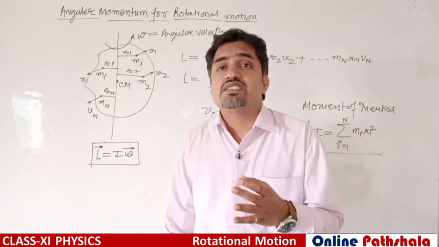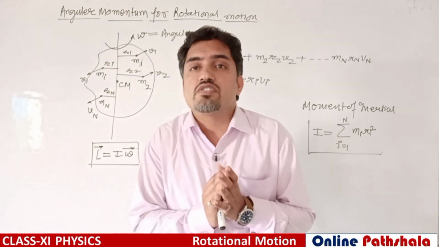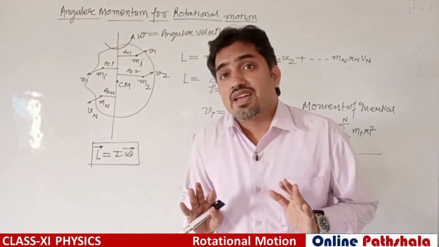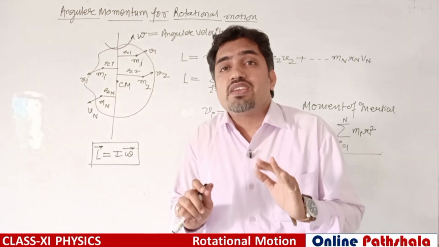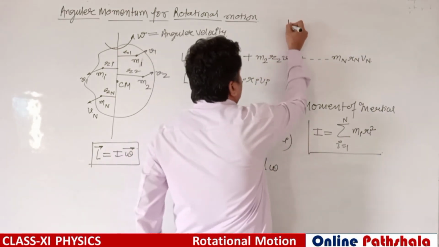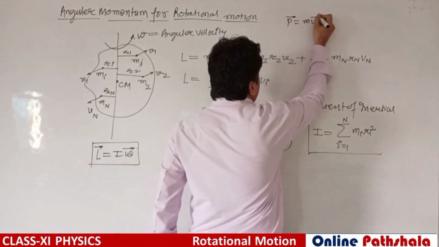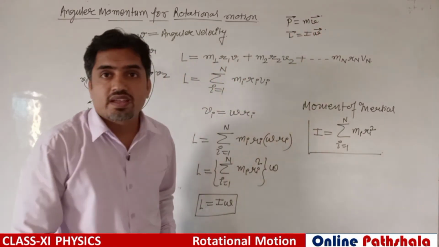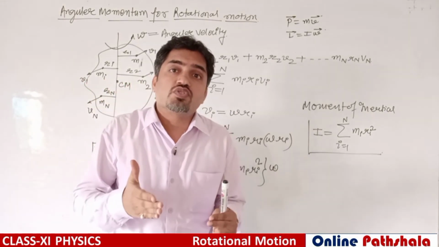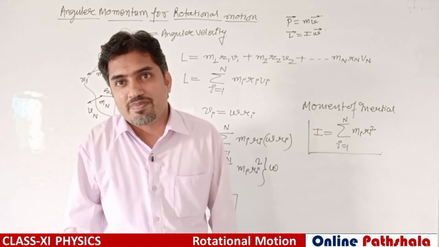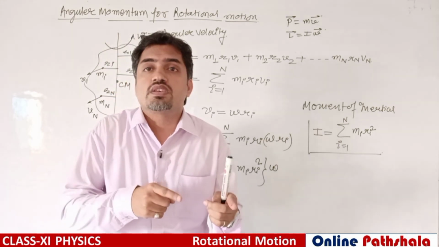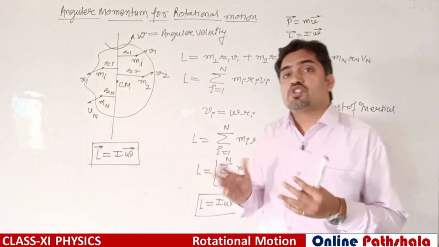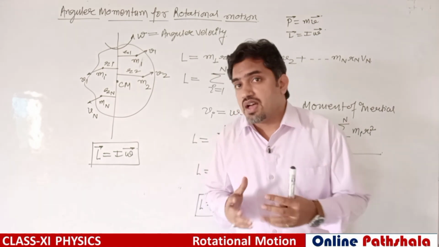If we have an understanding of all the concepts of translatory motion, it is very easy to understand all the concepts of rotational motion. As the linear momentum p vector is equal to mass into velocity, the same way L vector is equal to I into omega. So in place of mass in rotational motion we use moment of inertia, and in place of linear velocity we use angular velocity. All these concepts become very easy if we compare rotational motion and translatory motion. Okay, thank you very much.